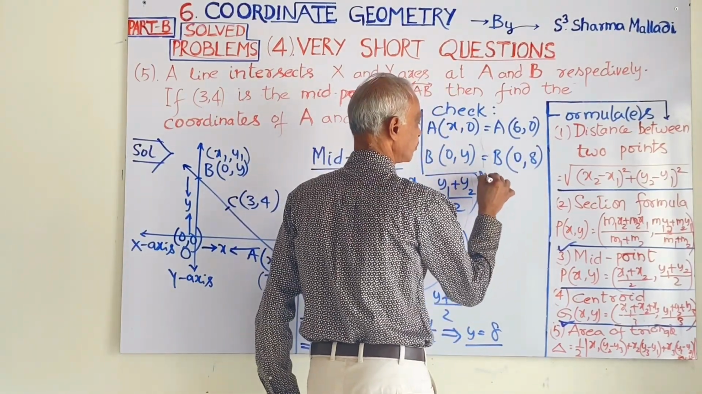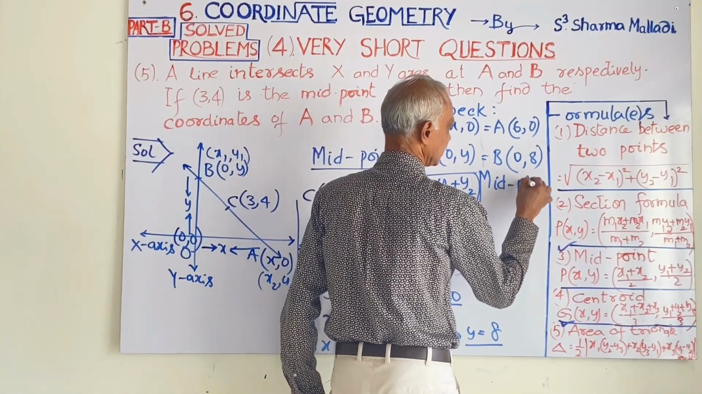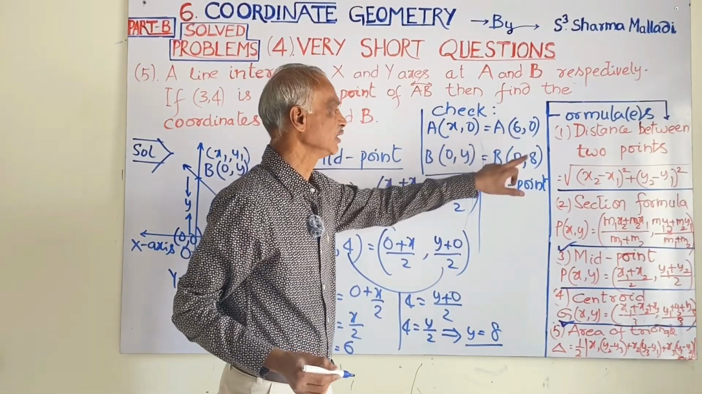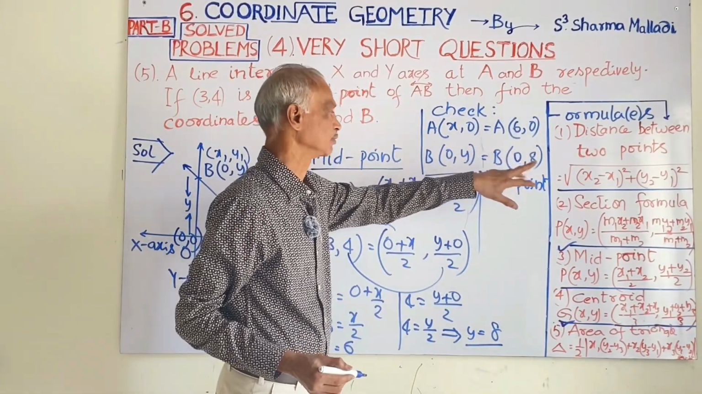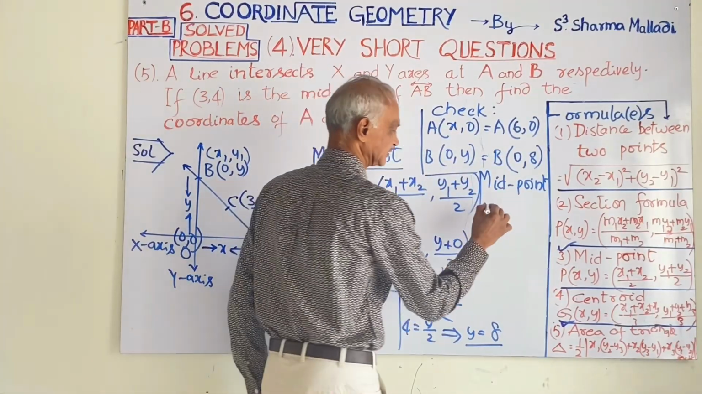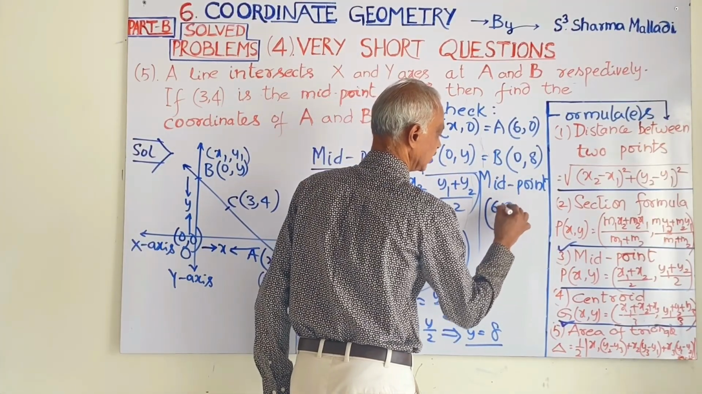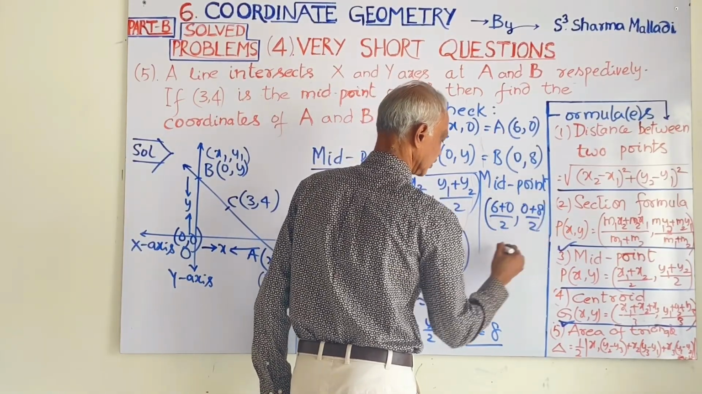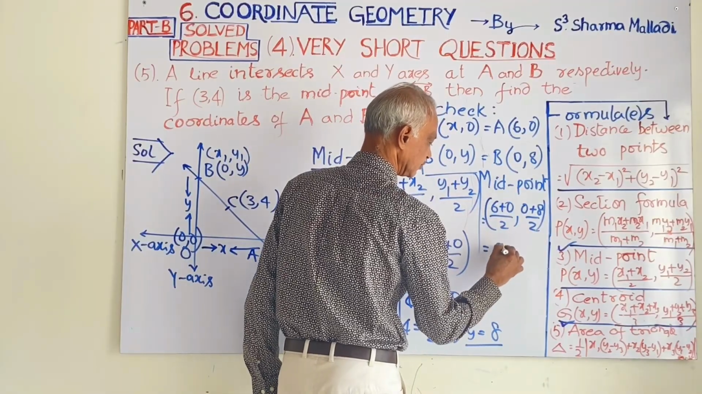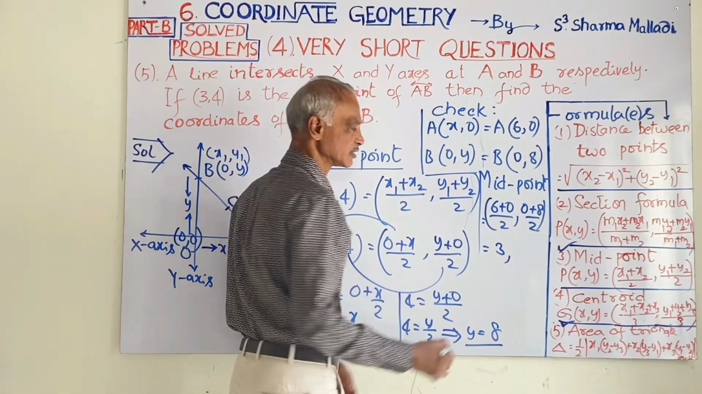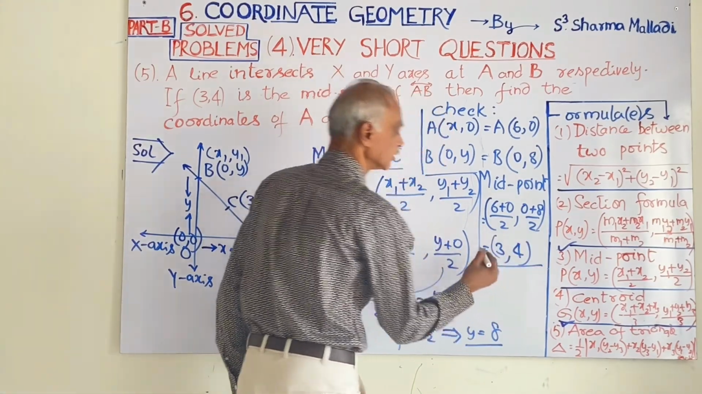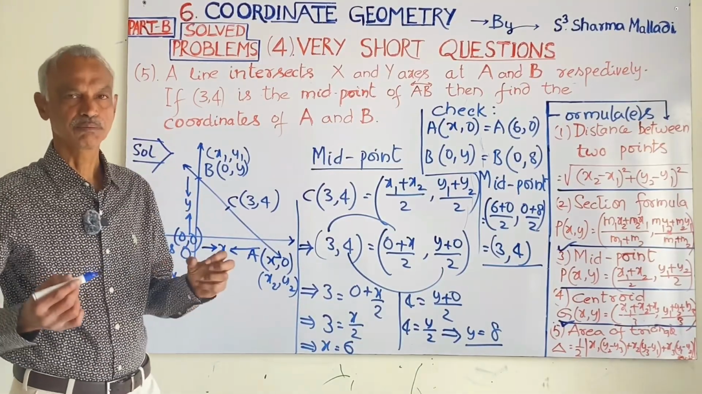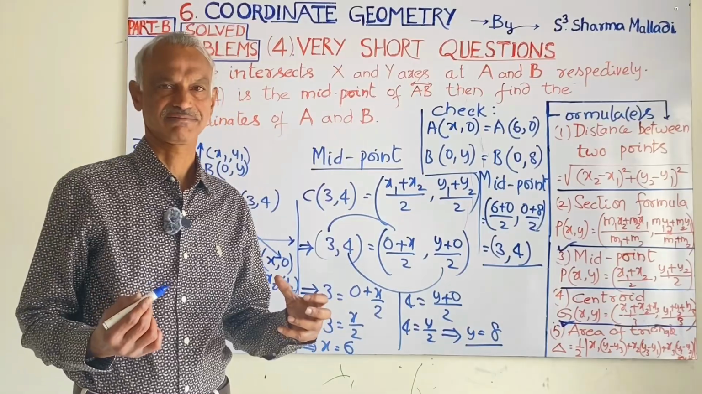Now you find the midpoint. Midpoint is x1 plus x2 by 2, use x1 y1 x2 y2. 6 plus 0 by 2 and 0 plus 8 by 2. You will get 6 plus 0 by 2 means 3 and 0 plus 8 by 2 means 4. As you got (3, 4), the midpoint is (3, 4). Like that you can check the problem whether our answer is true or false.